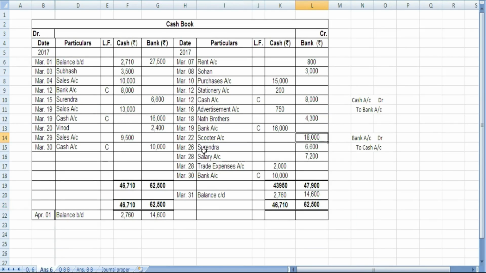So Surendra now becomes the receiver of the check. So by Surendra, and in the bank column to bank, so the bank is returning, giving back to Surendra. On March 15, Surendra was the giver, he gave the check, and it was deposited in the bank. Now the same check is dishonored by the bank, so goes back to Surendra. So Surendra becomes the receiver and it is given out from the bank. So the bank becomes the giver because it is dishonored.